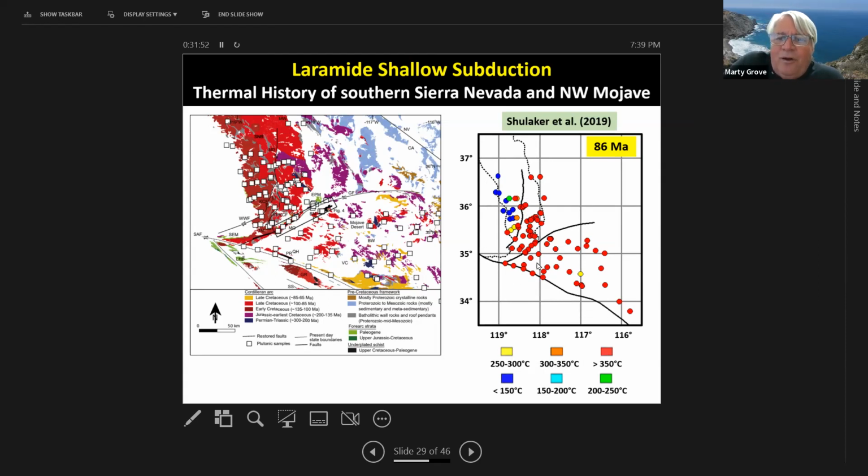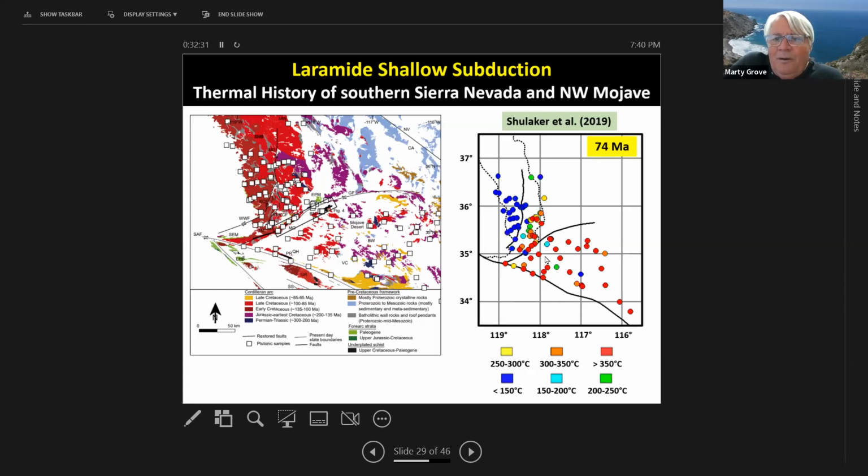This is the San Andreas Fault and the Garlock Fault shown right in here. So by 82 and 78 million years, we have a very strong contrast developed across the Kern Canyon fault zone, whereas most of the samples in the southeastern part of the Sierra Nevada are still above 350 degrees. Some are in the 300 to 350 range, and virtually all of the Mojave is remaining above 350 degrees.